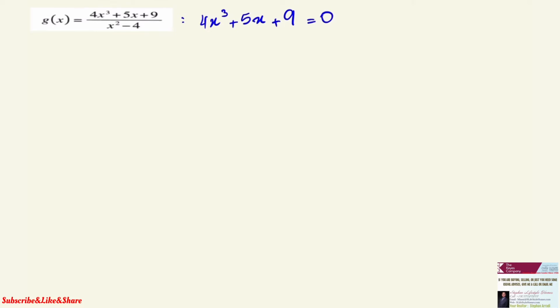To factor this one, we use the relationship called P over Q, where P is the factors of the 9, and Q is the factors of the 4. The factors of 9 are plus minus 1, plus minus 3, and plus minus 9. And the factors of 4, which is Q, are plus minus 1, plus minus 2 and plus minus 4.